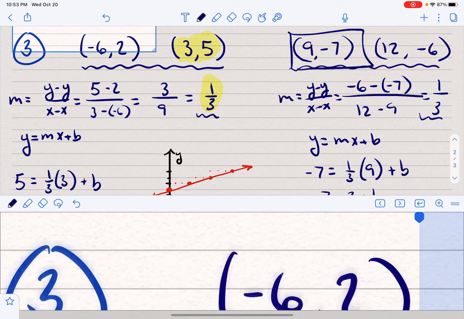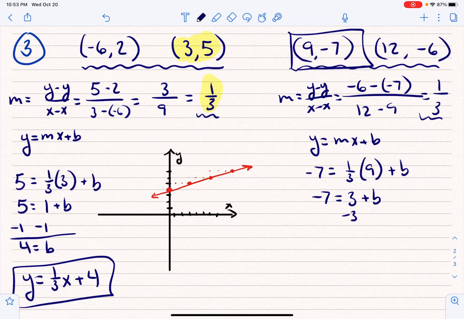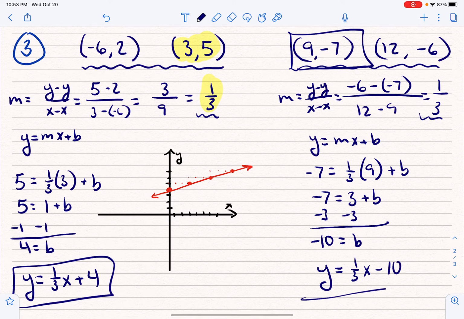So I subtract 3. Subtract 3 from both sides, and I get negative 10 is equal to b. So therefore, my equation is y equals 1/3 x minus 10. Okay, looks like that. And if I would have used the point slope method, I'd get the exact same answer.